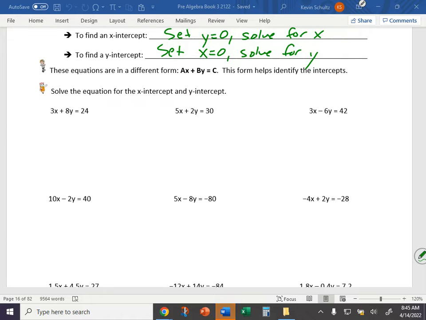So, looking at these processes, let's do the first one, 3x plus 8y equals 24. If I am looking for the x-intercept, I'm going to label what I'm trying to find here so you can match up the work with what you're trying to get to. Because I know that y is equal to 0, if I've got the equation 3x plus 8y equals 24, I'm going to rewrite that equation, but instead of y, what number am I going to put in there? 0. Because to find an x-intercept, I know that y is going to be 0. It has to be.